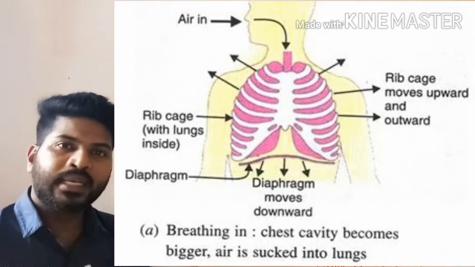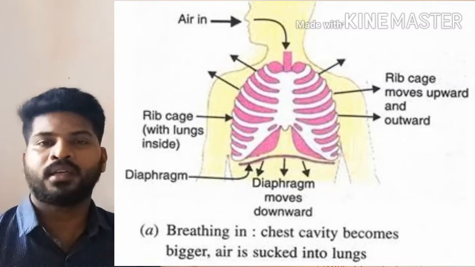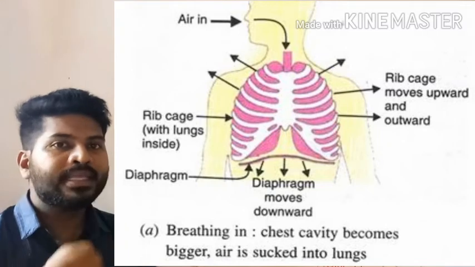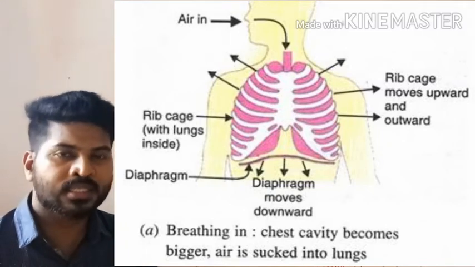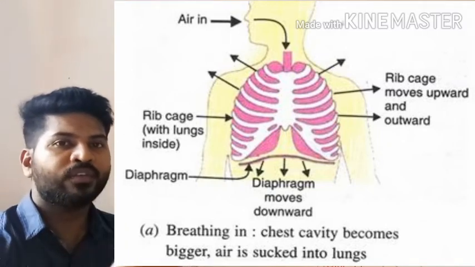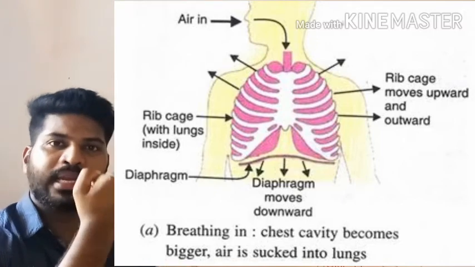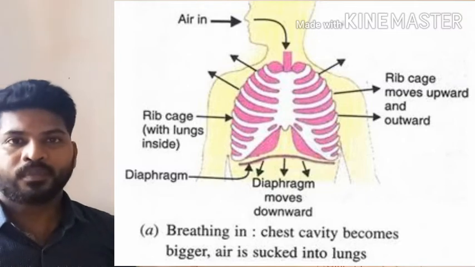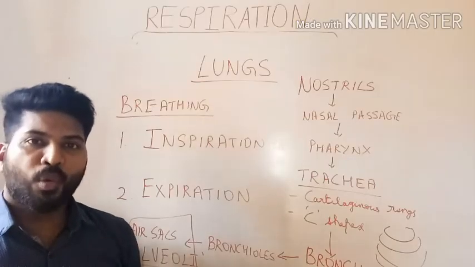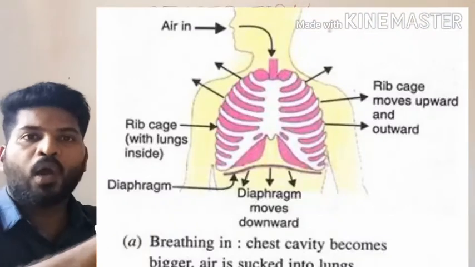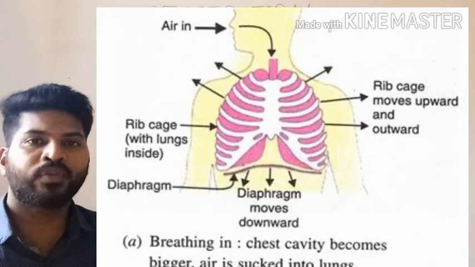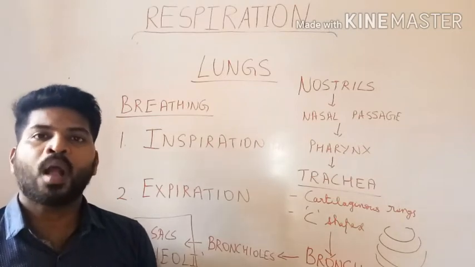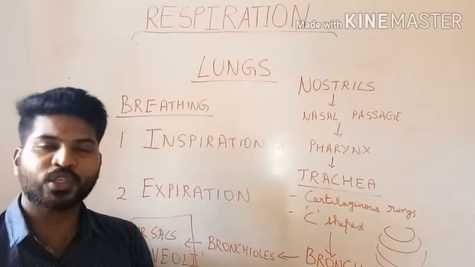Because of the decrease in pressure inside the thoracic cavity, what happens? Outside pressure is more, inside pressure is less. So air will enter from higher pressure outside to lower pressure inside. And the rib cage will move up and outwards with the help of the external intercostal muscles, that is inspiration.